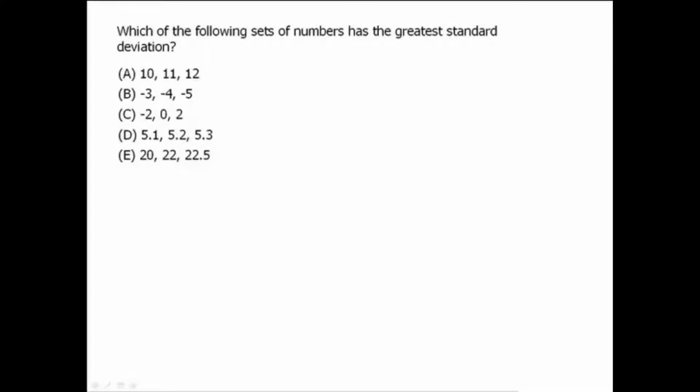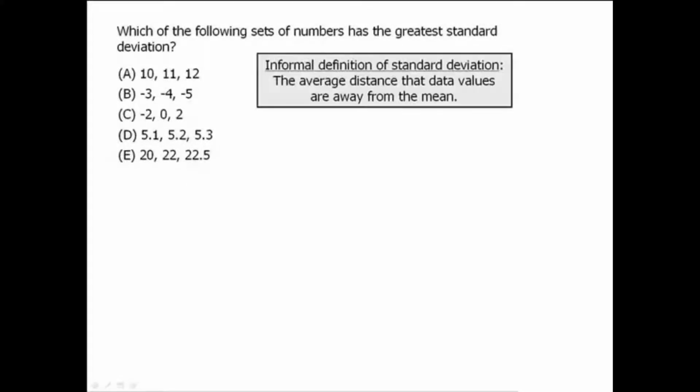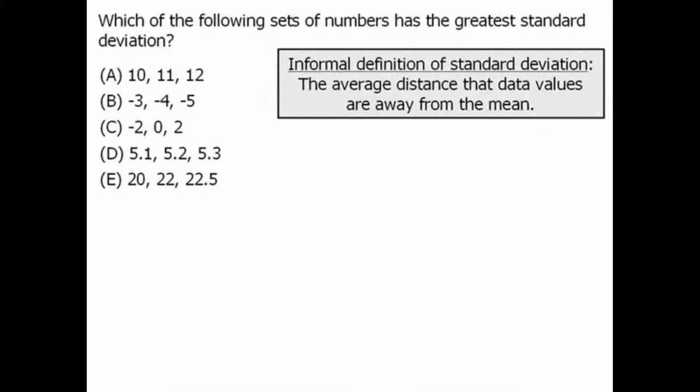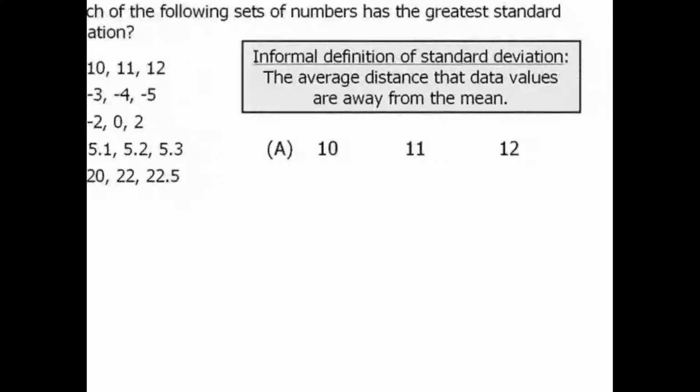For most questions involving standard deviation, we can apply the very informal definition shown here. It says that the standard deviation of a given set is approximately equal to the average distance that each of our data values is away from the mean. Let's use this definition to examine some sets.